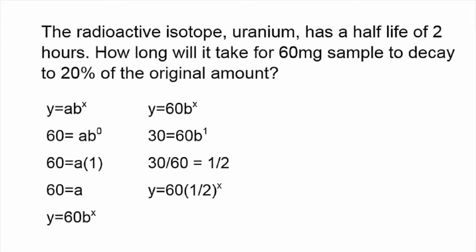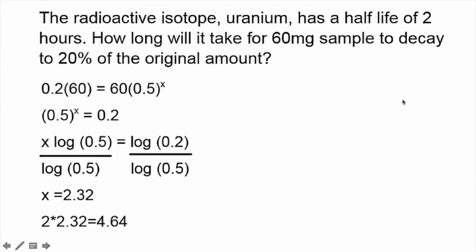We are going to set our y value to 0.2 times 60, because we are looking for 20% of 60. So it's going to equal the rest of the equation, which is 60 times 0.5 to the power of x. Because you have 60 on both sides, they are going to cancel each other out. So your equation is going to be 0.5 to the power of x is equal to 0.2. Now you have to take the log on both sides. So for 0.5 to the power of x, it's going to be x log 0.5, and for 0.2, it's going to be log 0.2.